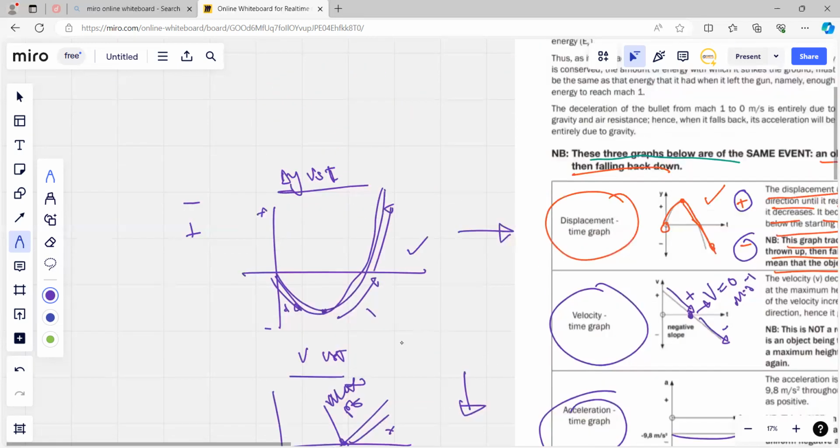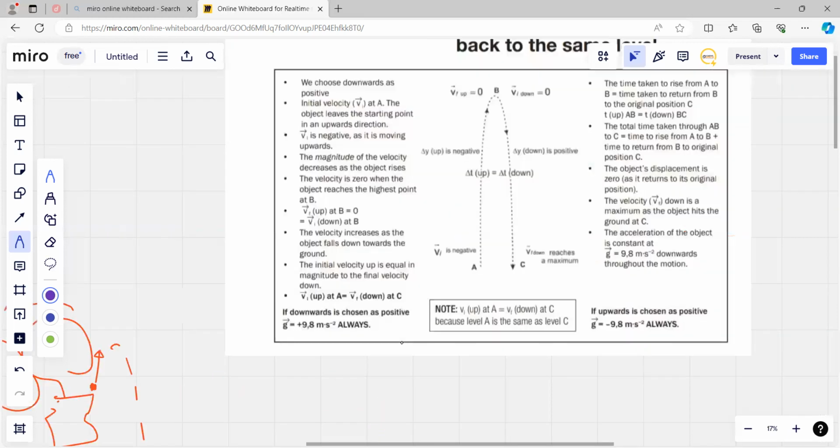The only thing we have to know is which kind of graph we draw. If they say displacement-time graph, when they throw an object upward, it becomes like this. Then we also have to know it for when we drop an object or throw an object downward, which we explained in our previous session.